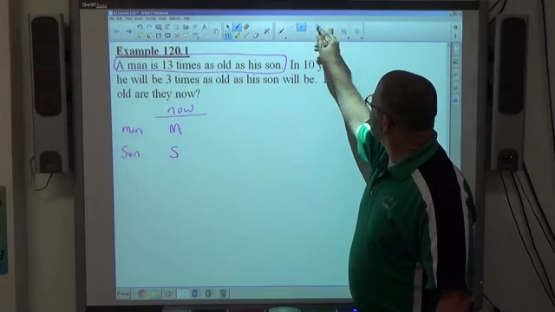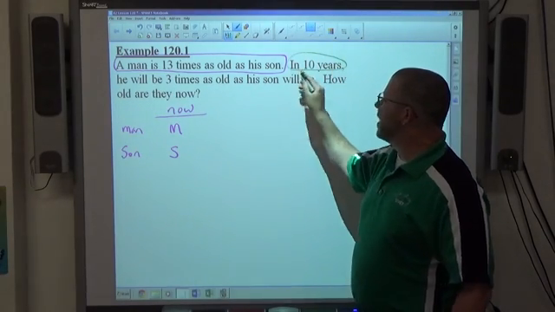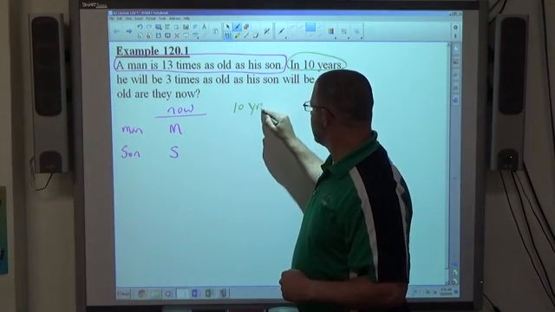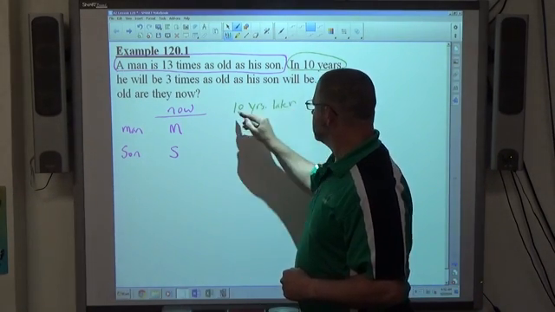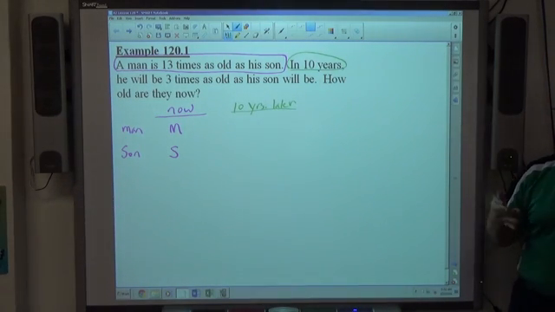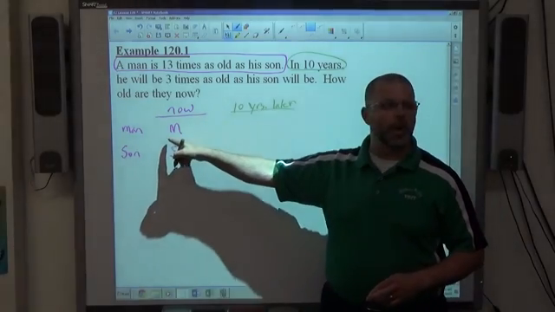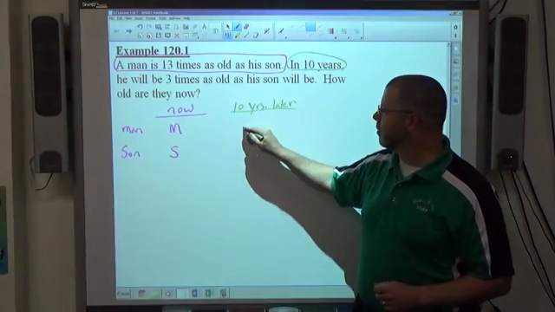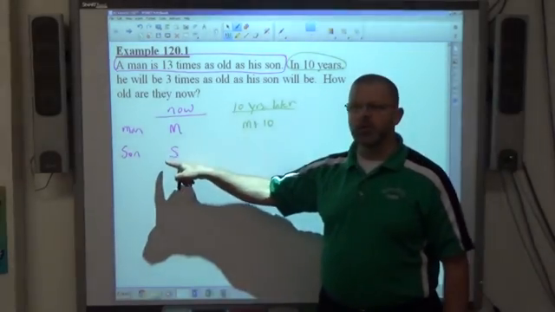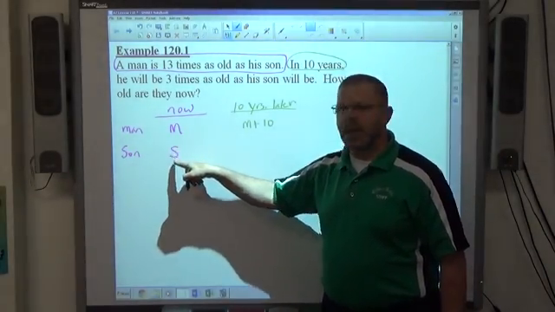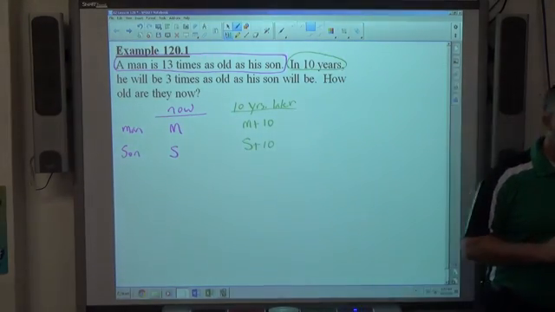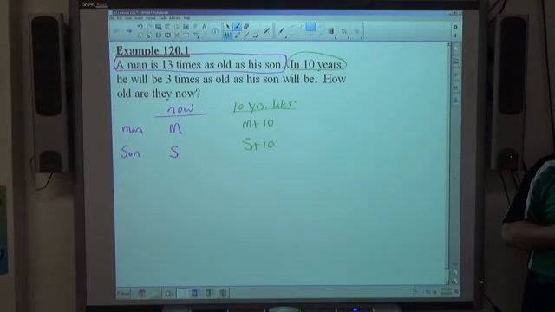The second sentence starts off in 10 years. That means 10 years later, right? How does age work? Every year you go up by 1. So 10 years later, if the man's M years old right now, in 10 years he's going to be 10 years older, so M plus 10 is going to be his age. The son also is going to age 10 years, so he's S years right now. In 10 years he'll be S plus 10 years old. So now I've got their ages set up in both time frames.